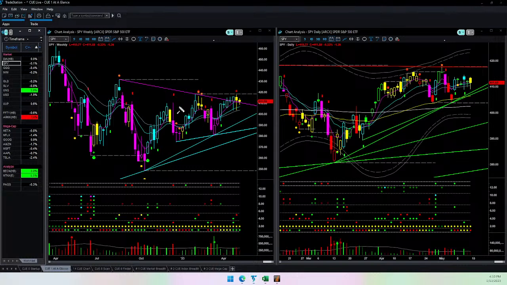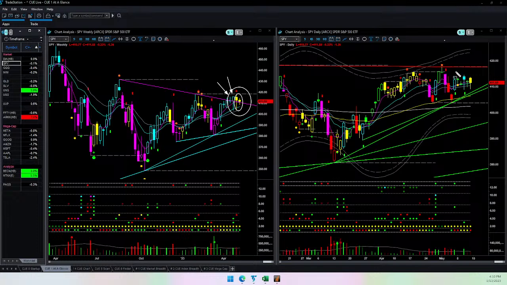SPY. 4 weeks of indecisive shape candles. 2 weeks out of those 4 weeks had bullish backdrop, and the immediate last 2 weeks have neutral backdrop. They are indecisive.